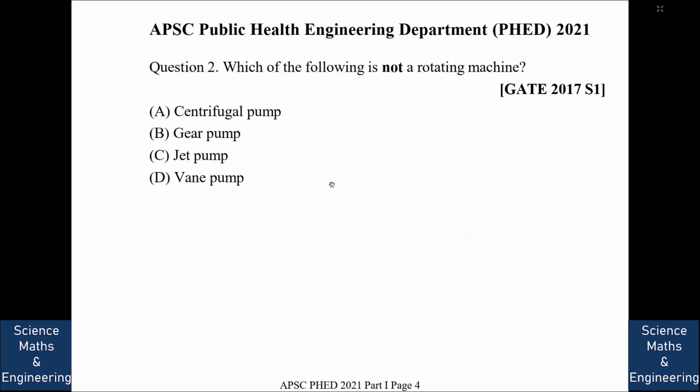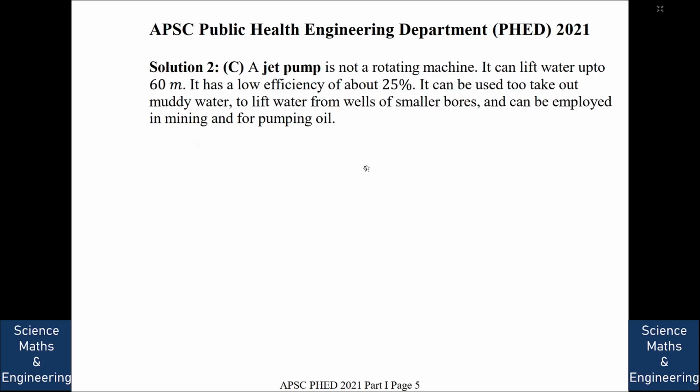Which of the following is not a rotating machine? A. Centrifugal pump, B. Gear pump, C. Jet pump, or D. Vane pump. So the answer is, a jet pump is not a rotating machine. Jet pump is a reciprocating machine. It can lift water up to 60 meter and has a low efficiency of about 25%. It can also take out muddy water, so it can lift water from wells of smaller bores, and can also be used in mining or for pumping oil.